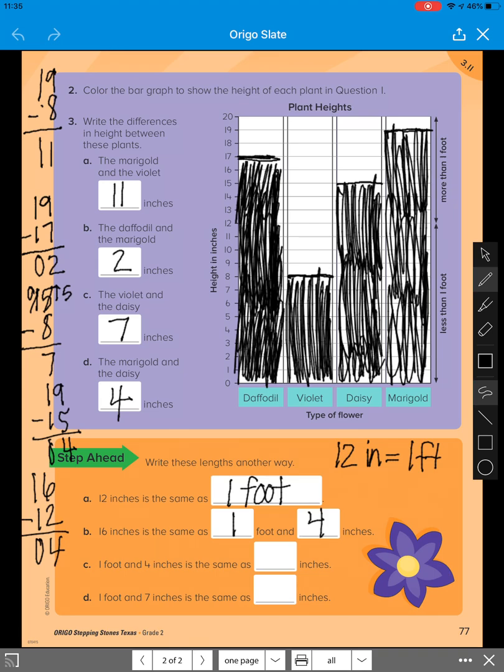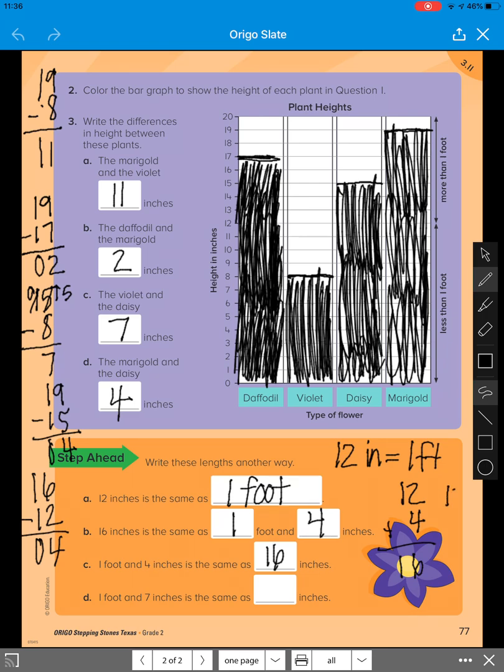Then you'll do the same thing for C and D, but this time you'll change the feet into inches. So it says 1 foot and 4 inches is the same as blank inches. So instead of subtracting, I'm going to be adding. So I'm going to do 12 because I know 12 inches is 1 foot plus 4. So 2 plus 4 is 6. 1 plus 0 is 1. So it's 16 inches.